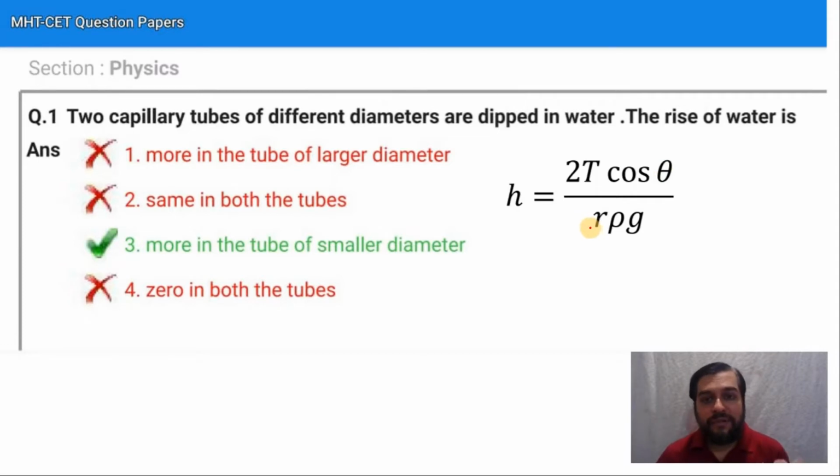r is the radius of the tube and rho is the density of the liquid. g is the acceleration due to gravity. Now just understand, here the liquid, water, is the same, and the material of the tube is also the same. What is changing here is the radius. Okay, first, they are saying that the tubes were of different diameter.